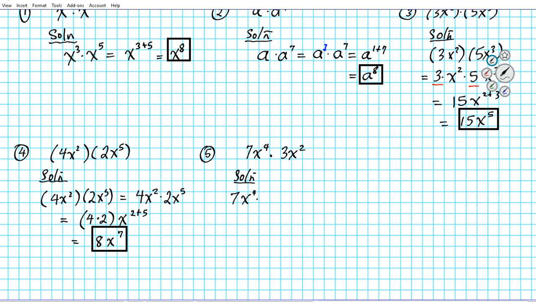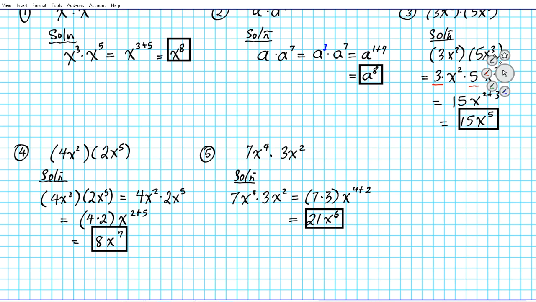7x to the 4th times 3x squared. We are multiplying two monomials. Okay, so the 7 and the 3 will multiply the coefficients, 7 times 3. And then for the exponents with the same base, we're going to do what? Add the powers, 4 plus 2. Okay, so our final answer is going to be 21x raised to the 6th power. And that's the answer for question 5.